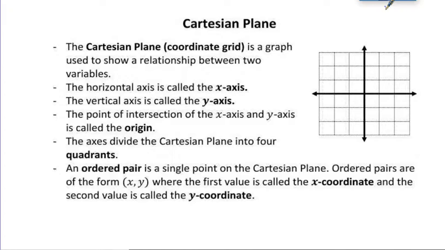We begin by taking a look at the Cartesian plane, or coordinate grid. It's a graph, and it's used to show the relationship between two variables. The horizontal axis, which has arrows that extend in both directions, left and right, is the x-axis. The vertical is the y-axis, and so the two variables that we're comparing are x and y. The point of intersection of the x and y axis, right here at this point, is called the origin.